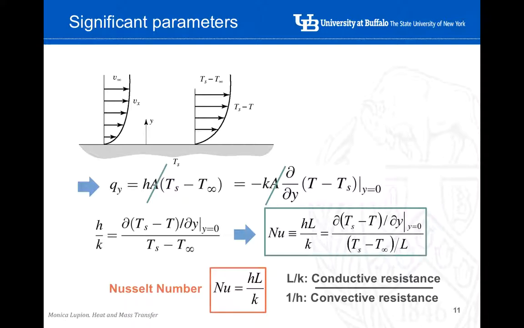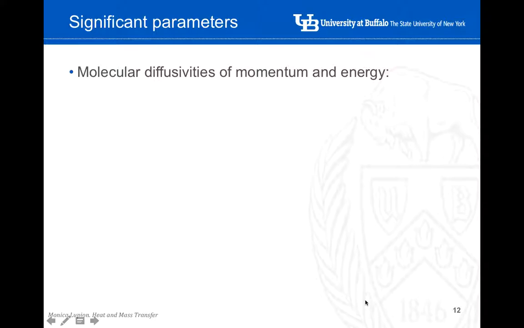If we take a closer look at the meaning of this Nusselt number, it's very interesting that we can assume that this Nusselt number is the ratio between the conductive resistance, which is L over the thermal conductivity, over the convective resistance, 1 over h. So the Nusselt number is the ratio between the internal resistance and the external resistance, between the conductive resistance and the convective resistance.